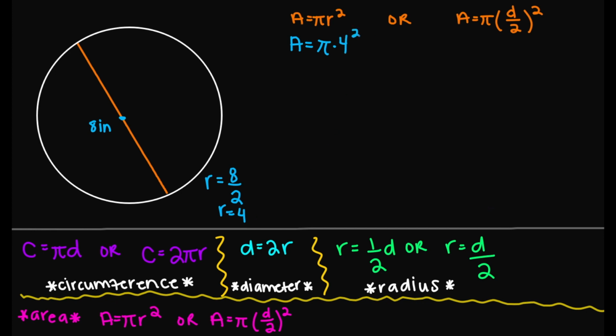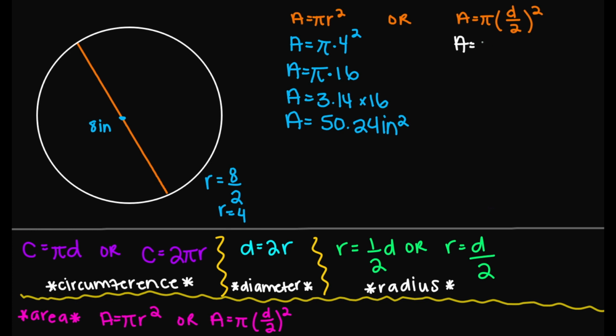I'm going to square that. So you have A equals pi times 4 squared. This is going to be 16. 16 times 3.14 is going to give you approximately 50.24 inches squared. So let's say you use this formula here on the right.